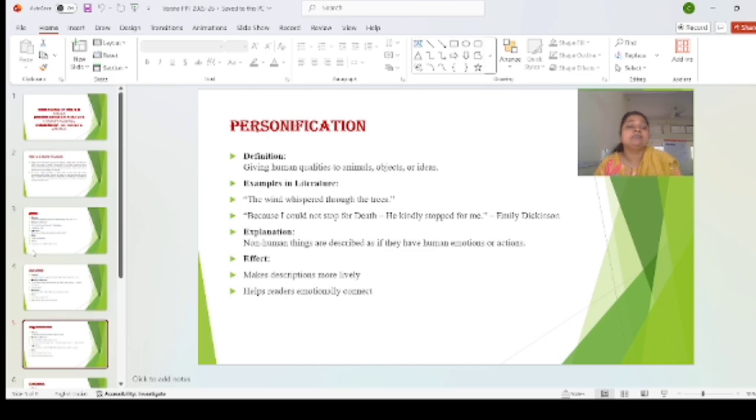We generally compare non-human things to human qualities. The effect personification gives to the language is that it makes description more lively and helps readers to emotionally connect.